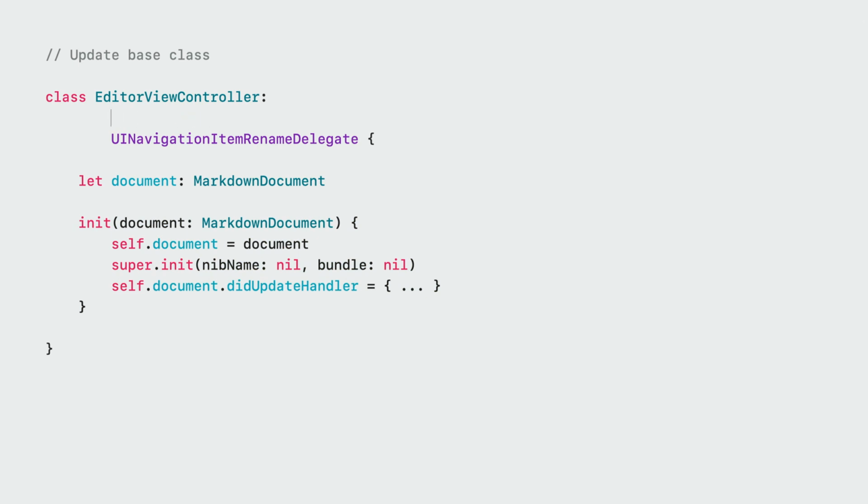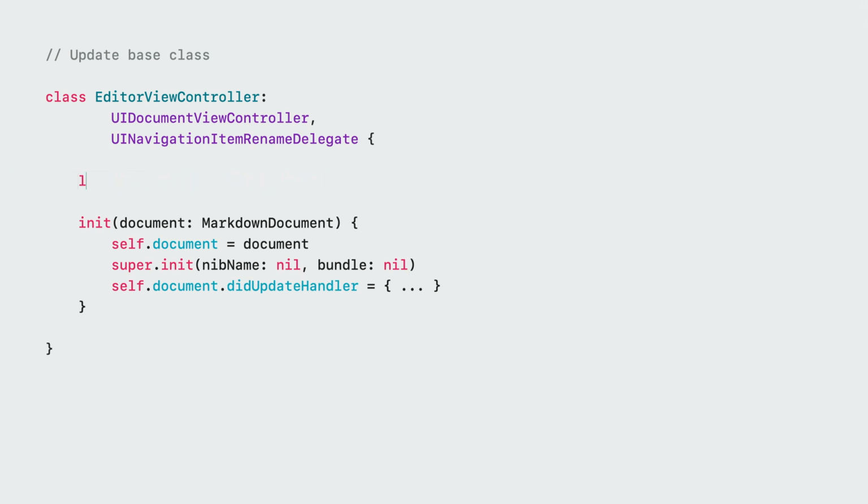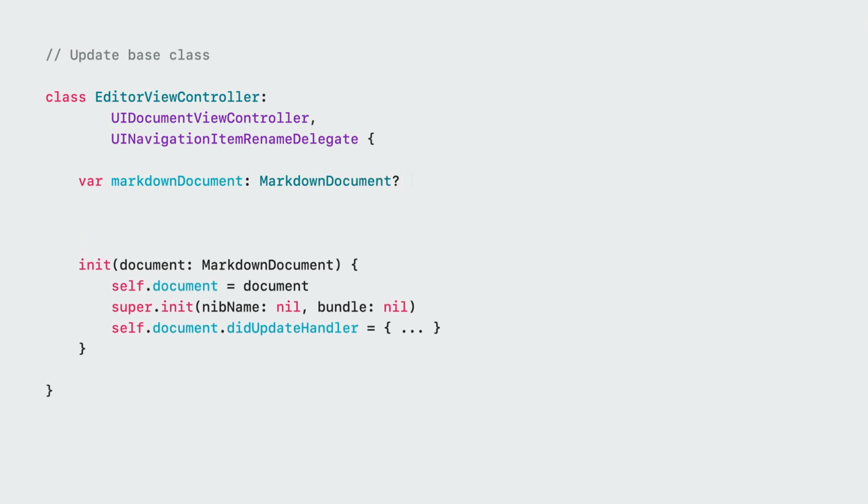First, we change the base class to UIDocumentViewController. Now that this class inherits from UIDocumentViewController, we will get a compiler error because the property document already exists in the superclass with a different type. We change the name of that property to a more specific one, like markdownDocument. Then we make it a computed property that casts a generic document property to the specific document class used in this view controller. The last bit in this code to take care of is the initializer.